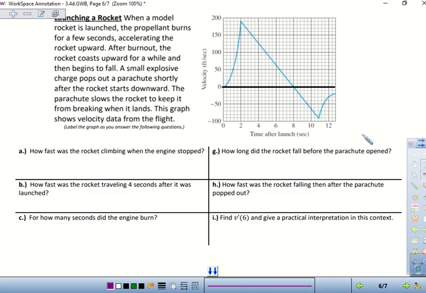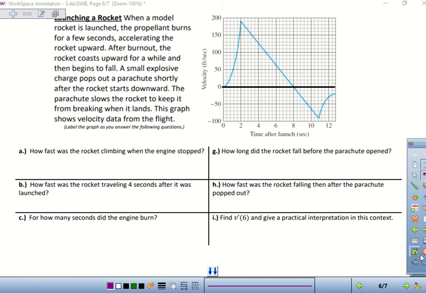Okay. So the next question we're going to be looking at is a conceptual rocket question. Keep in mind, this particular graph is not talking about position, this is velocity. So this is strictly the velocity, not the speed, over time. It says a model rocket is launched, the propellant burns for a few seconds, accelerating the rocket upward. After burnout, the rocket coasts upward for a while and then begins to fall. A small explosion charge pops out a parachute shortly after. The rocket starts downward and the parachute slows the rocket to keep it from breaking when it lands. This graph shows the velocity data from the flight.